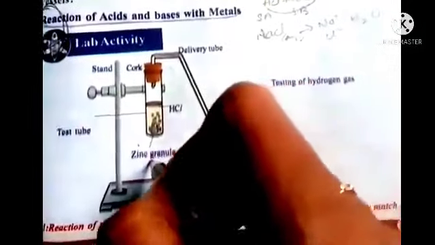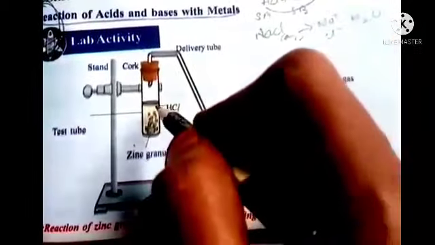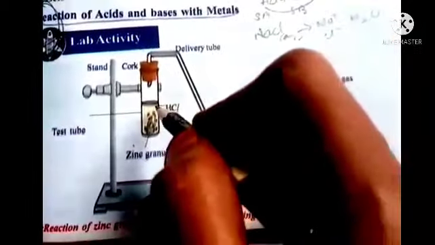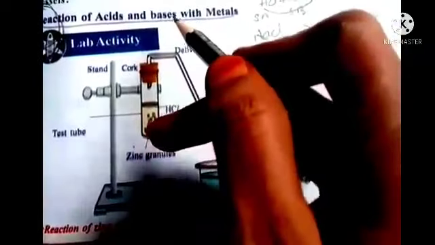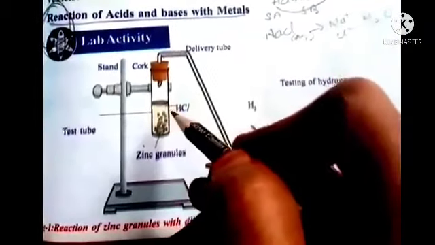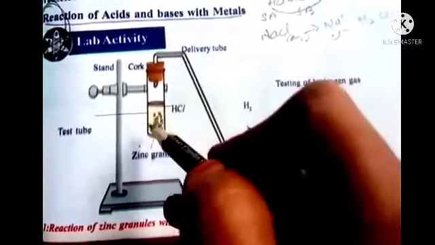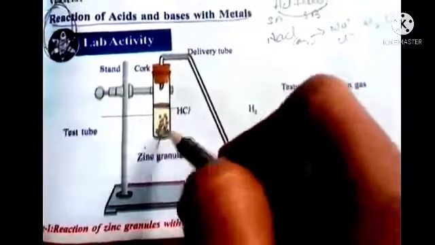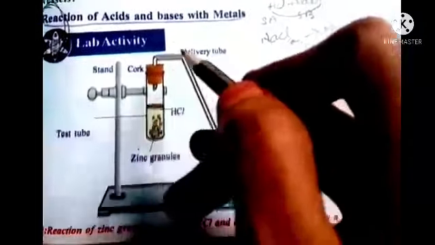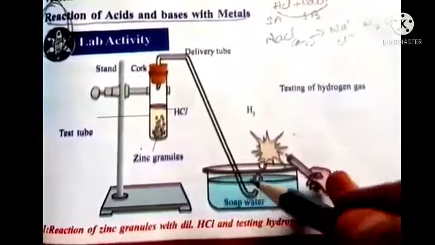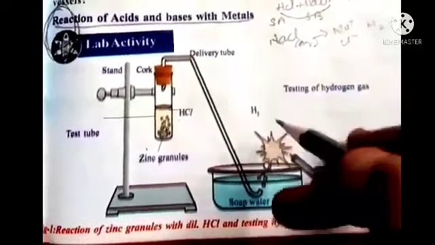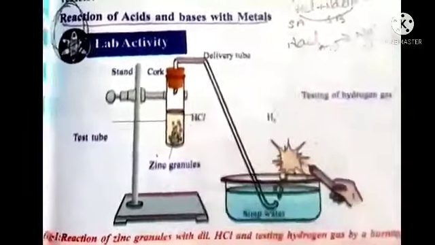Again the same experiment, but here we take the base solution. First the acid, that is the HCl. Next we take the base solution, that is the sodium hydroxide. Here the same zinc granules and sodium hydroxide give sodium zincate and release hydrogen gas.